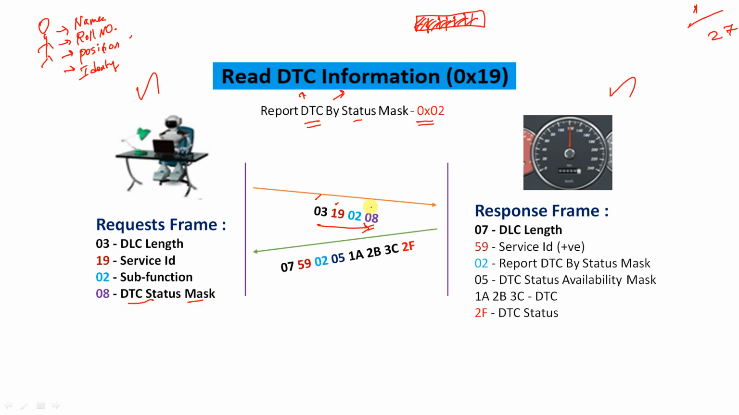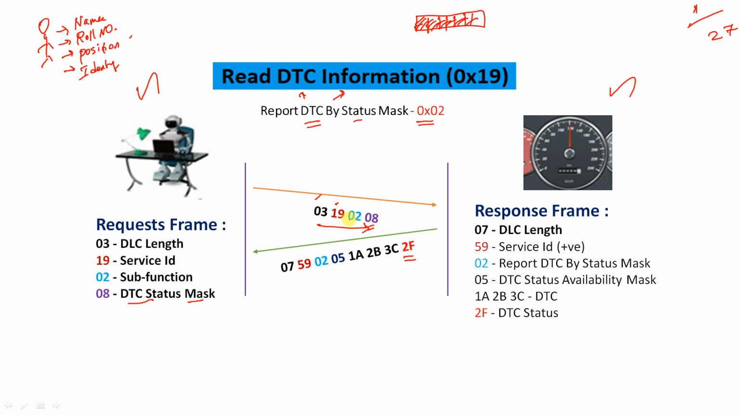This particular byte, it's not exactly an identifier, is a byte that is actually masking the DTC status. So 2F is there, right? This is the DTC status. To retrieve this DTC status, we are using this 08. Again, this is customer specific or supplier specific. I have given this as an example.